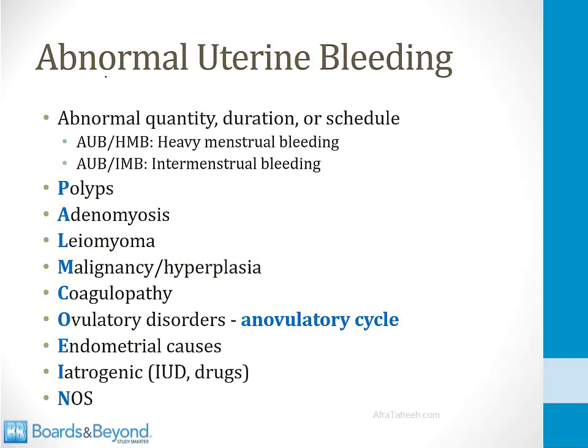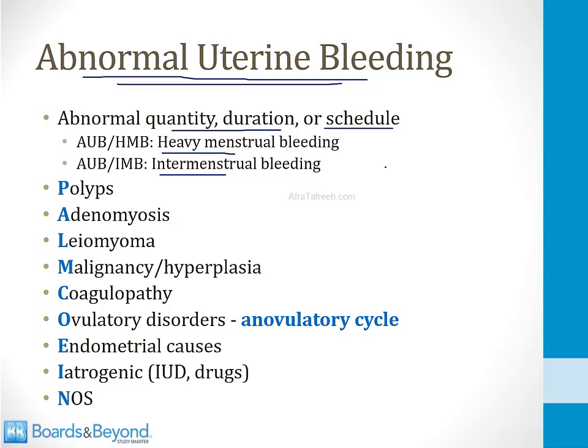So now that we've talked about the endometrium, we can begin to talk about endometrial disorders, and I'll start by discussing abnormal uterine bleeding. This refers to abnormal quantity, duration, or schedule of menstrual bleeding. Basically, women with heavy or irregular periods are said to have abnormal uterine bleeding. And sometimes abnormal uterine bleeding is subdivided into heavy menstrual bleeding and intermenstrual bleeding. Women with heavy menstrual bleeding have heavy or prolonged periods, and women with intermenstrual bleeding have irregular periods.